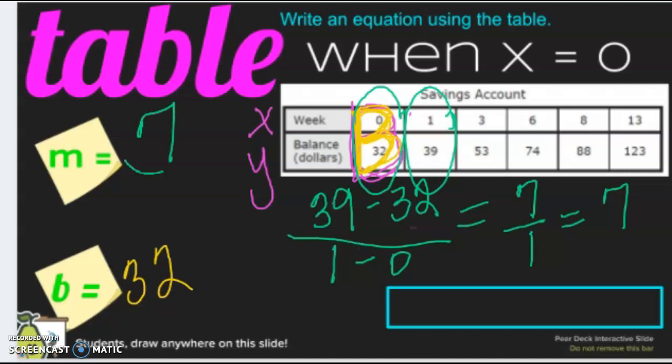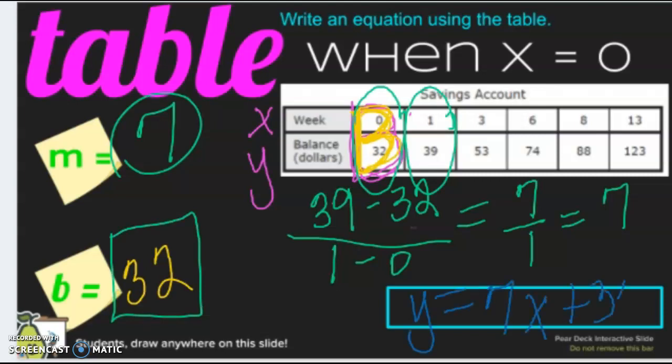Okay, so once we have our m and our b, we can write our equation. Y equals 7x plus 32.